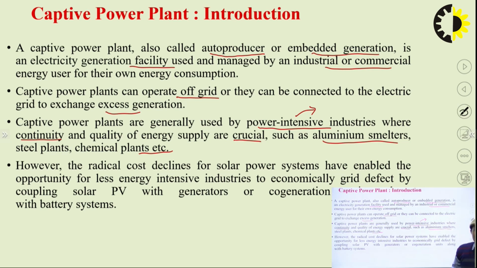However, the radical cost reduction of solar power systems has enabled less energy intensive industries to economically go off grid by coupling solar PV with generators or a cogeneration unit along with a battery system. So, nowadays if we see solar power generation, the per unit cost is much less compared to 10 years ago. So, nowadays solar power generation can be combined with other types of power generators, and we can also form cogeneration units along with the battery system.